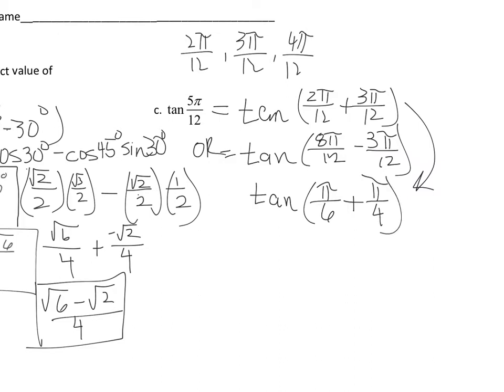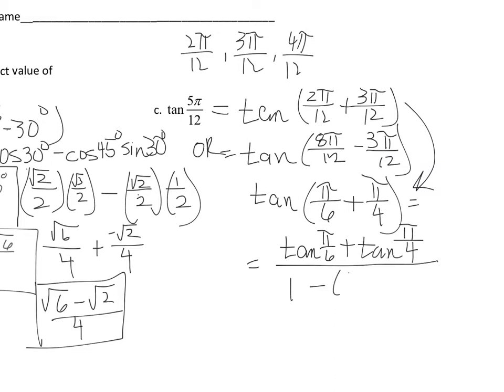I know right now that the tan pi over 6 calculation is going to be kind of a pain because it's going to be 1 over root 3 or root 3 over 3. But nonetheless, we'll still go through this. So, moving to the right-hand side, it equals, we use our tan sum formula, which would be tan pi over 6 plus tan pi over 4, over 1 minus tangent pi over 6 times tangent pi over 4.